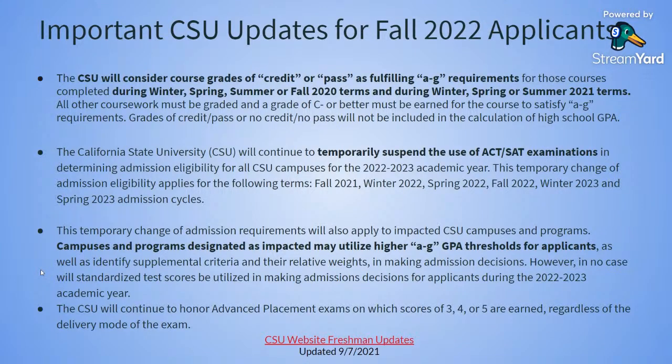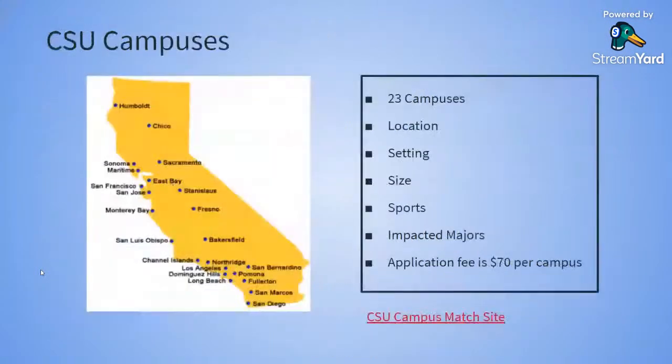For you to review the full details, we included a link here at the bottom where you can get more of the CSU freshman updates if you need more information. So you have lots of options with the CSU campuses. You have 23 campuses here in California, and something they have available to help you decide which ones you want to apply to is called the CSU Campus Match Site. We included a link below, and that allows you to figure out by location, setting, size, and sports which ones would be a better match for you. The reason we want you to look into this is it does cost $70 per campus to apply. So we definitely don't recommend applying to all of them because it does add up. So definitely take a look at the Campus Match Site so you can make the best selection for yourself.